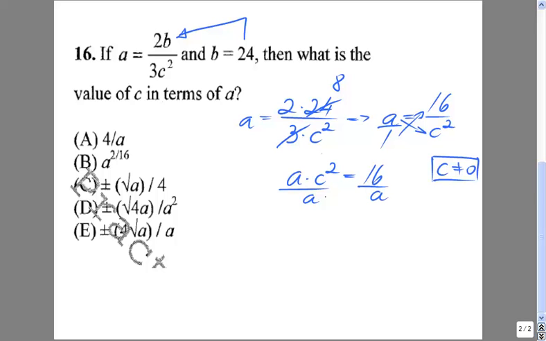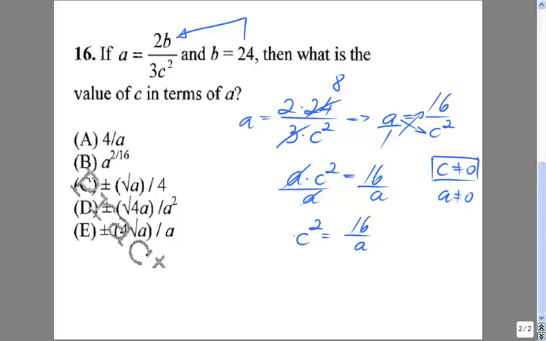should go away, and to do that I will divide by a. a divided by itself will be 1. Also make sure that you're mentioning that a is different than 0, right? And I have c squared equals 16 over a.